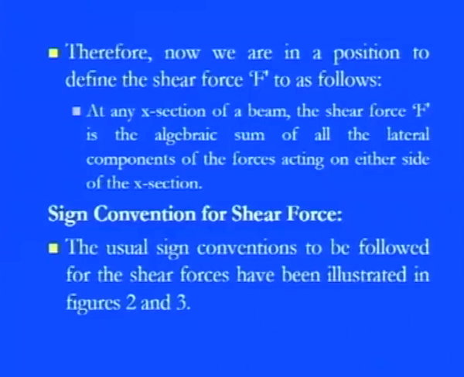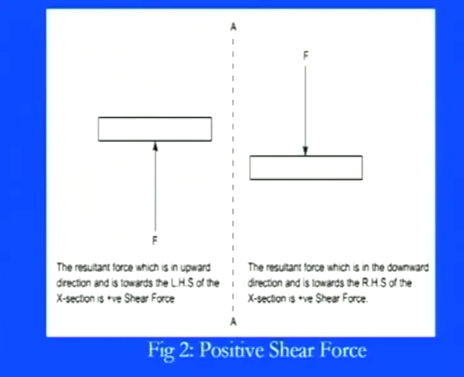The usual sign conventions we categorize into two main figures. Figure 2 shows that if we have a resultant force on the left hand side in the upward direction, that means the resultant force is upward, and towards the left hand side of any cross section, it is a positive shear force. So if I say this is the AA section and the resultant on the left side of the cross section is going in the upward direction, and on the right hand side the resultant force is going in the downward direction, we always call it a positive shear force.